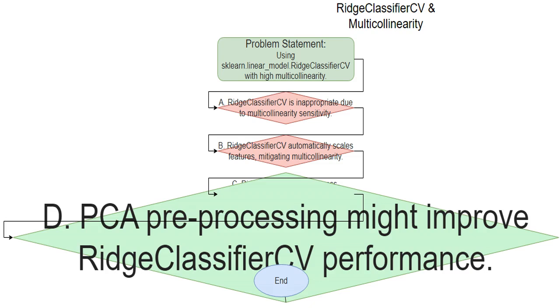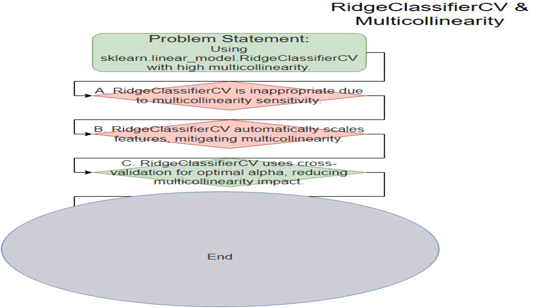Finally, the statement proposes that using PCA, principal component analysis, a dimensionality reduction technique, before applying RidgeClassifierCV could improve performance. I need to check if this makes sense in the context of multicollinearity. This simply marks the end of the problem statement.